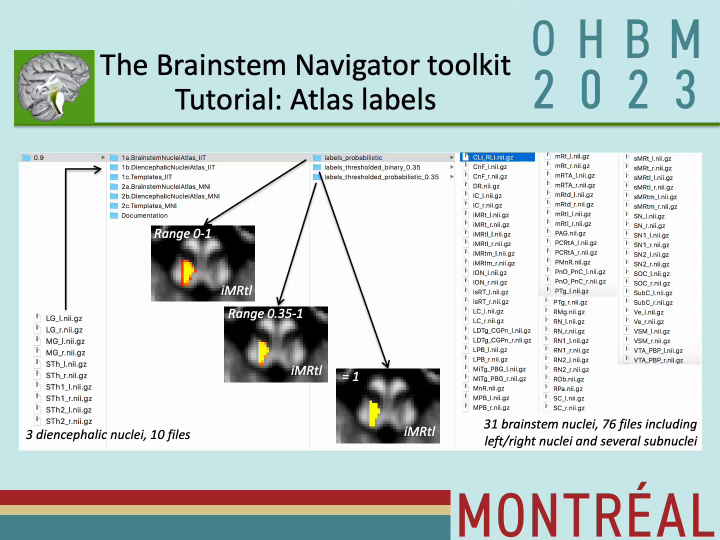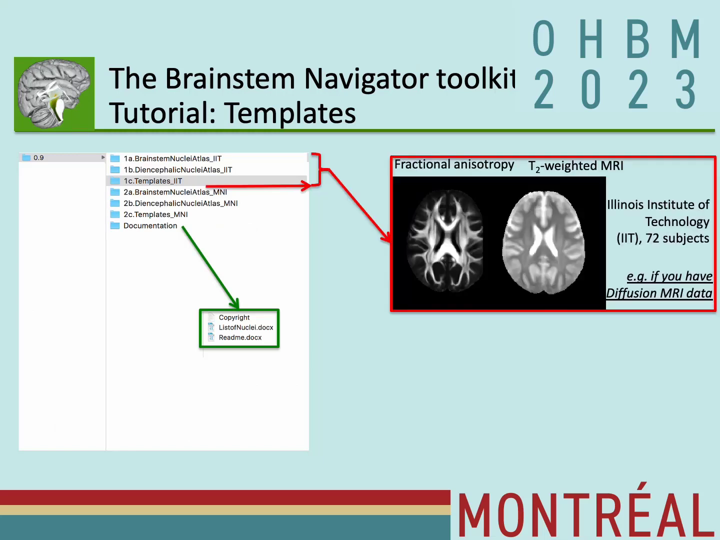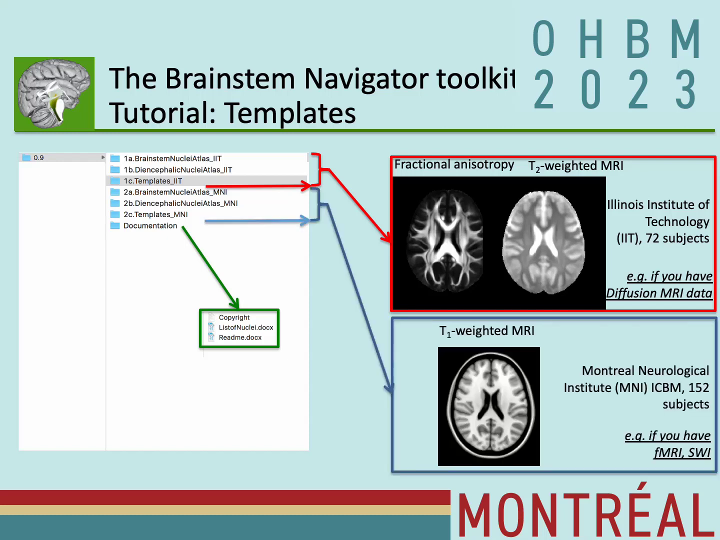We also delineated the 3 diencephalic nuclei, such as the lateral and medial geniculate nuclei and the subthalamic nucleus, which can be found in this folder. The atlas was developed in both 1 mm isotropic resolution Illinois Institute of Technology IIT stereotactic space to facilitate its use in diffusion MRI studies, and in Montreal Neurological Institute MNI stereotactic space for functional and structural MRI studies.